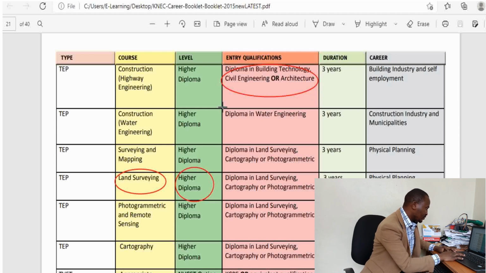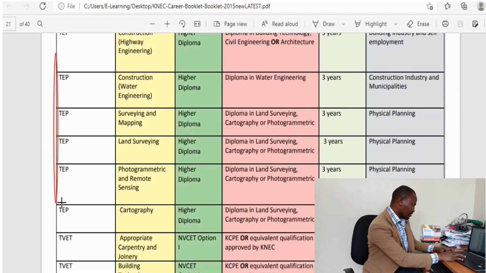If you're interested in pursuing a higher diploma in the water sector, at least you need to have a diploma in water engineering. Again, those courses are TEP. There are some institutions that offer TEP courses.